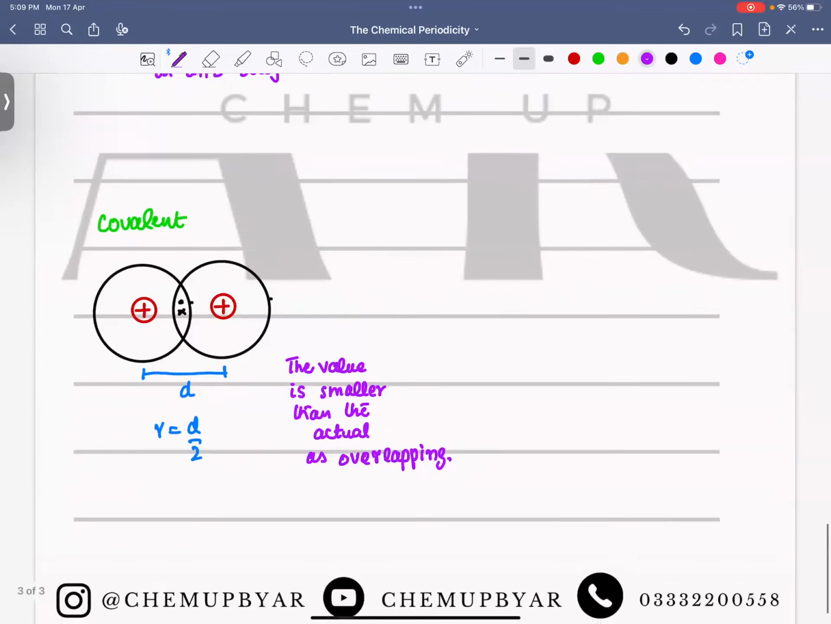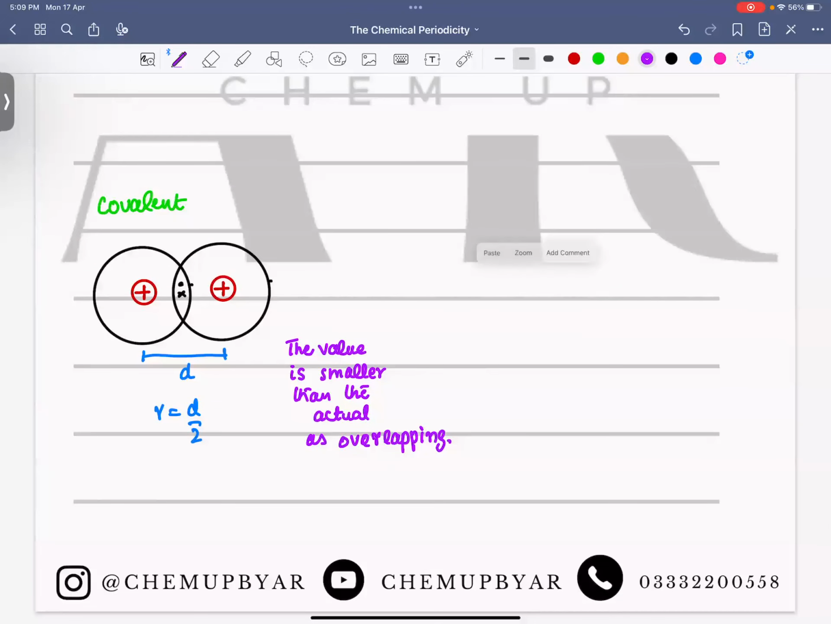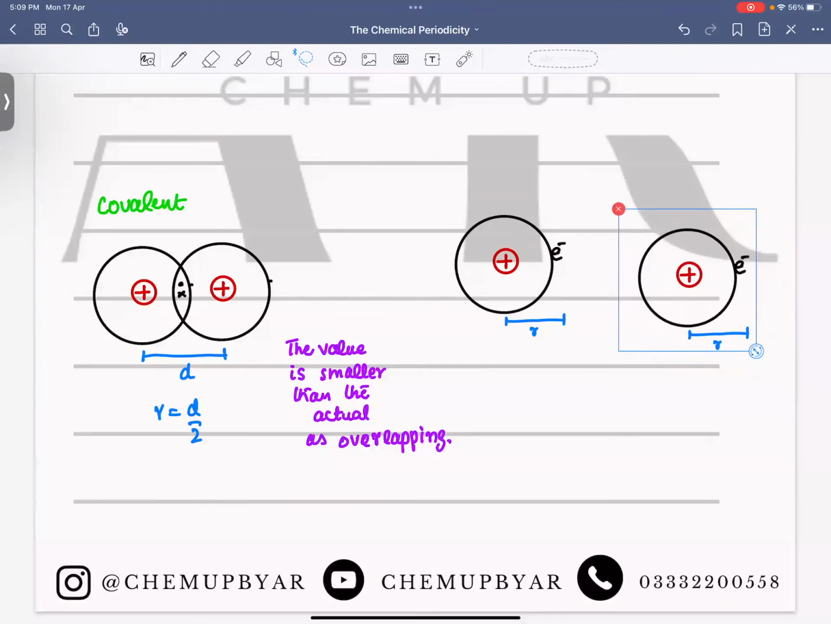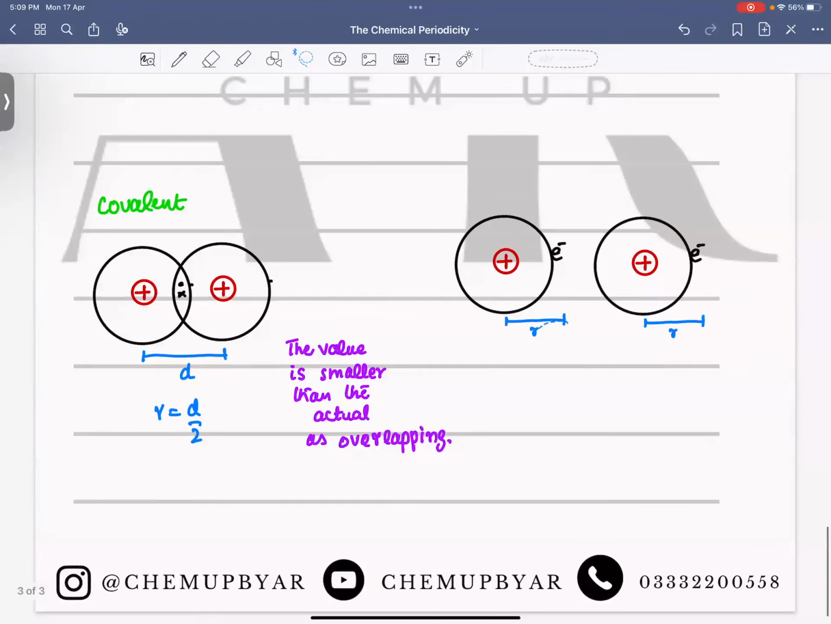Okay. Now, if we have noble gases, then in noble gases the neighboring atoms are actually a little far apart from each other.